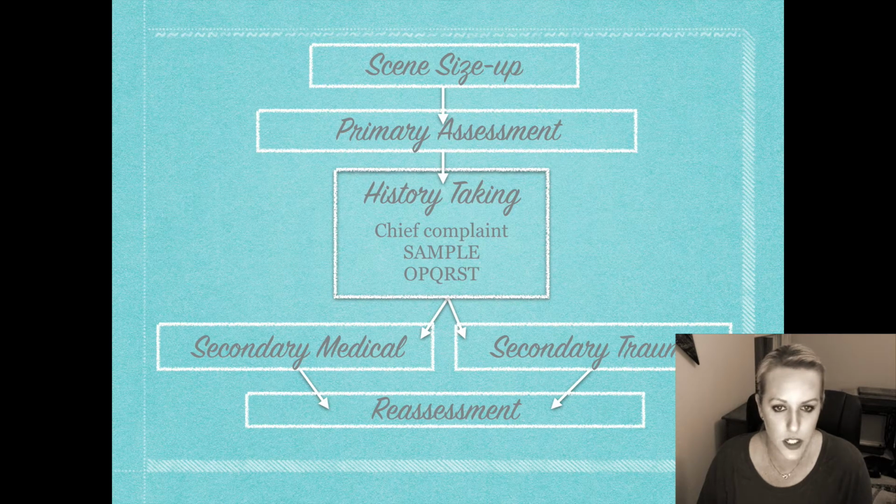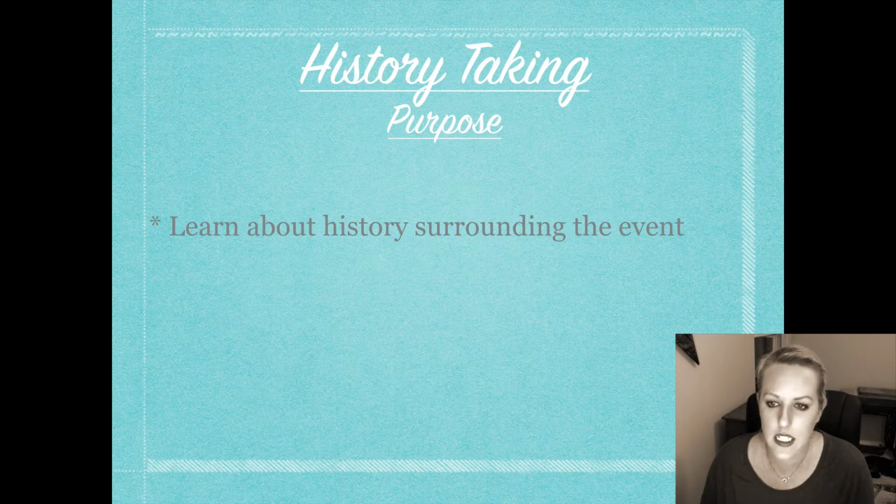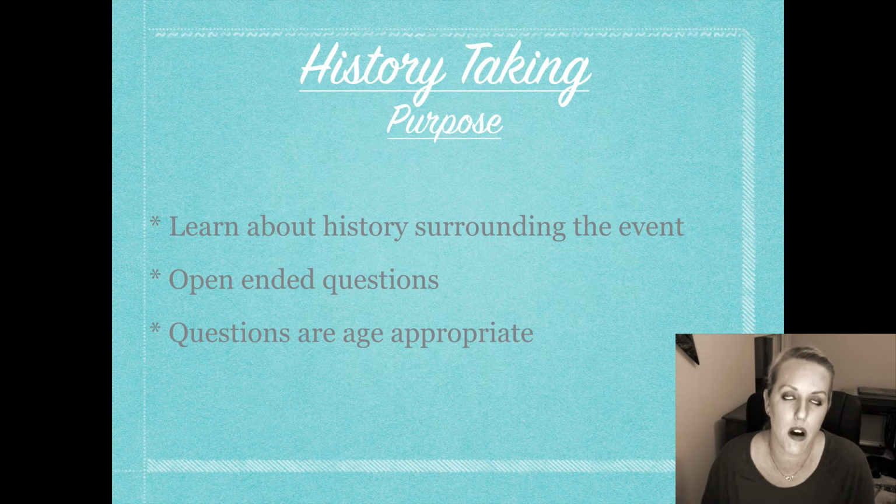Next, we're going to move on to our history taking. This is the really fun part. So here we're going to get our chief complaint, our SAMPLE, and our OPQRST. The purpose of this is to learn about the history surrounding the event. We want to make sure that we ask open-ended questions to our patients. And we also want to make sure that these questions are age appropriate. So if you are asking a question to a 6-year-old, you want to make sure not to use big medical language.